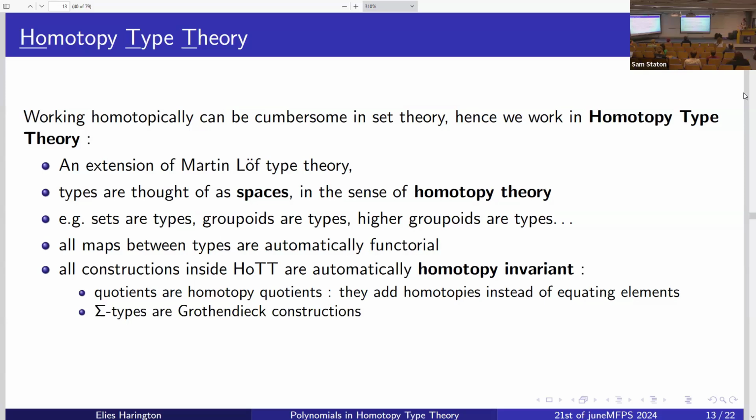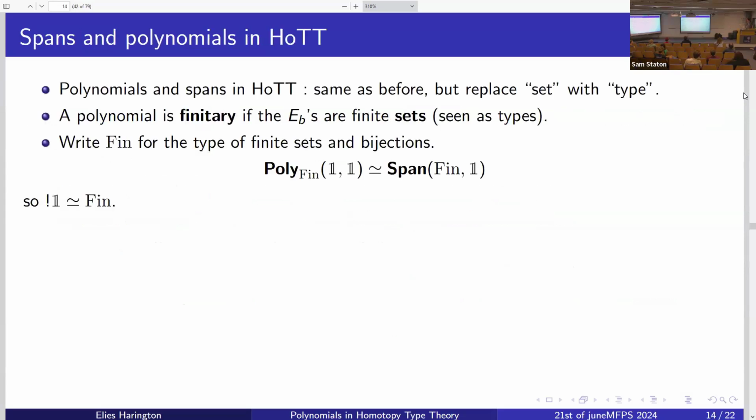Similarly, when you do a sigma type, it's not just a disjoint union, because if the sigma type is taken indexed over a groupoid, then the structure of the groupoids appears in the global union. And so it's actually more like a Grothendieck construction for groupoids. And all the fibers and pullbacks and all limits are taken in the homotopical sense, because that's how things work natively in homotopy type theory.